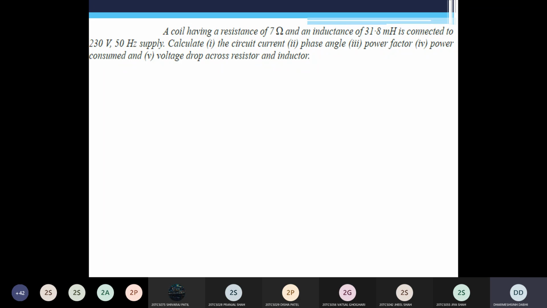Okay. First write down the given data. Which data is given? The resistance R is given, 7 ohm. Inductance L is given, 31.8 millihenry. Connected to 230 volt, so the supply voltage is given, 230 volt. Frequency is given, F is equal to 50 hertz. And remember that whenever a voltage is given, it is the RMS value, if it is not given with a specific name like peak voltage. Otherwise, assume this voltage as an RMS voltage.